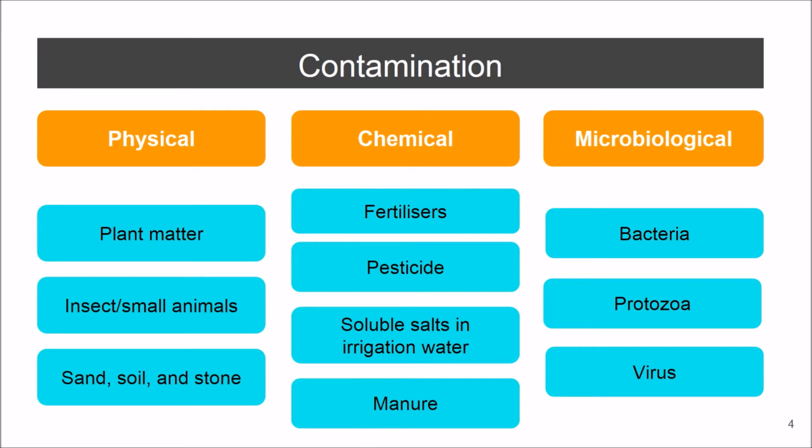So next in our presentation, we would like to talk about three types of contamination, which include physical, chemical and biological contamination, and also how to control the contamination.